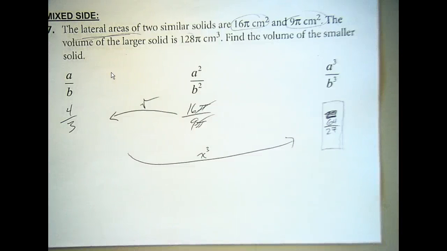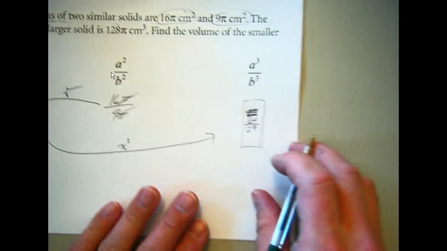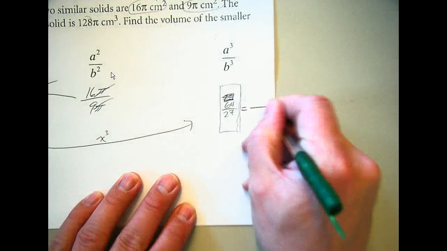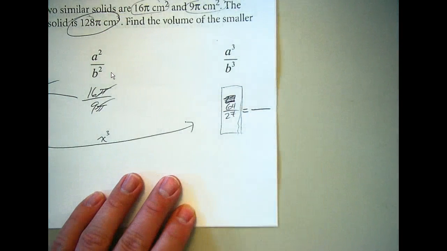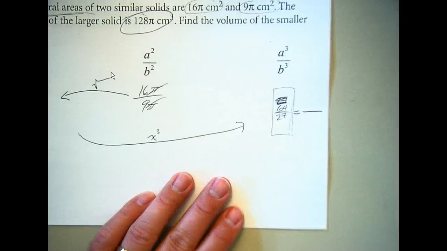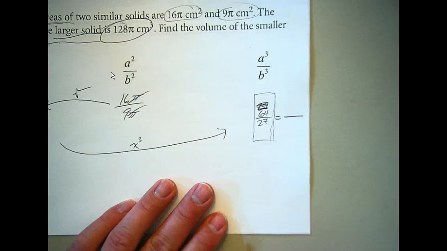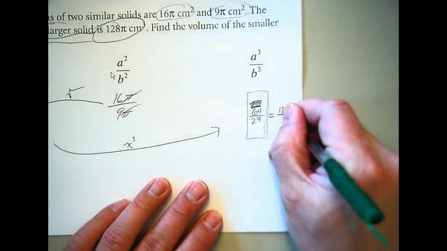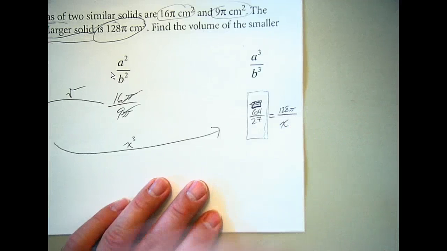Good. Someone that hasn't volunteered today, what do I do next? Hannah, what do you think? You set it equal to 128 over x. Good. We're going to take our similarity ratio and we're going to use that 128 pi. Is that the larger or the smaller? Larger. So does it go on top or bottom? Goes on top with the larger. So 128 pi over x. And now we can solve.